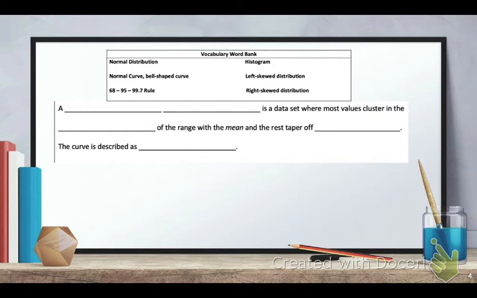Now let's talk about when the data is not skewed. So when it is what we call normal. So a normal distribution is a data set where most values cluster in the middle of the range, with the mean or the average, and then the rest taper off symmetrically to the left and to the right, as values increase and as values decrease. This curve is described as a normal curve. And it is the shape, we call it a bell-shaped curve.